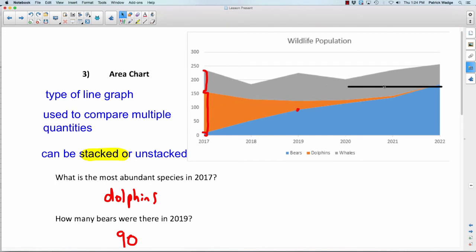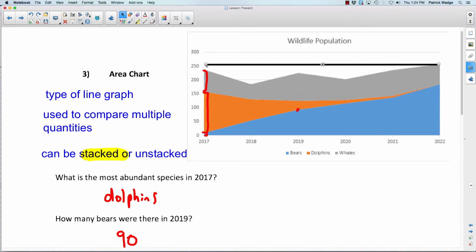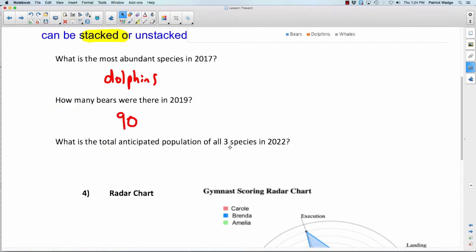Now, here's one way you could do it. Get how many bears there are, how many dolphins there are, and how many whales there are, and add them all together. But is there a way to do that in one step? There absolutely is. Just go straight to the top and go over from there, and whatever that is, that's going to be the total number of all the species. Well, it's just a tiny bit more than 250. I'll go 255.